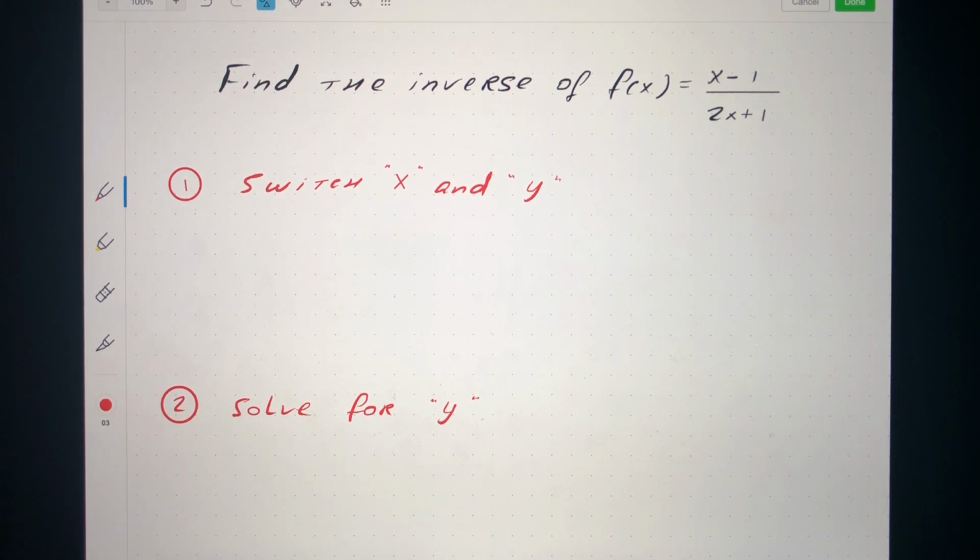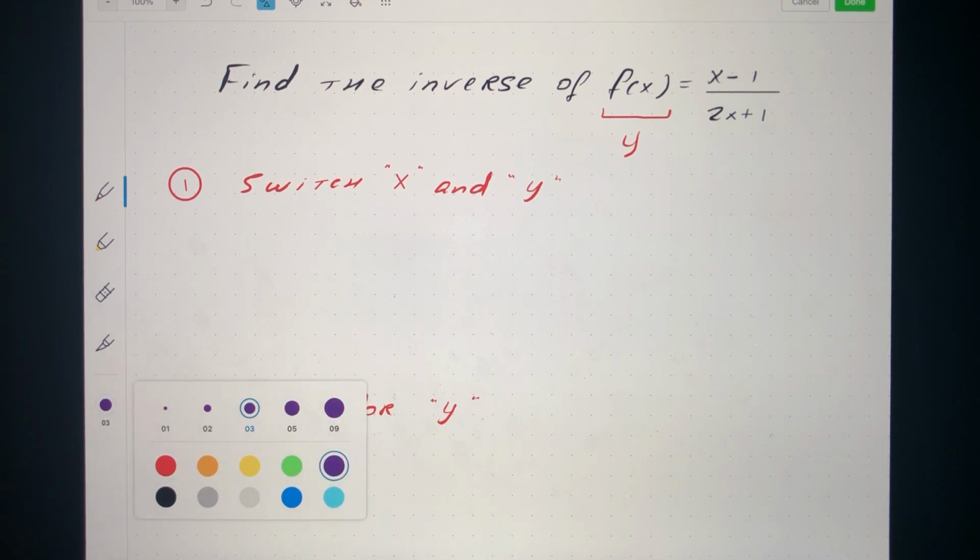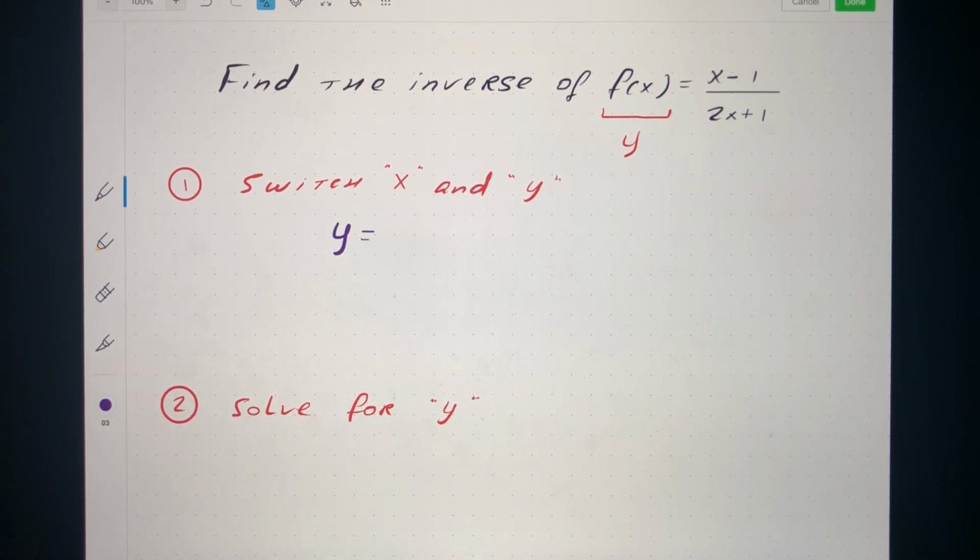Step 1, switching x and y. Well, f of x, g of x, h of x, they're just different names for the y. So originally our equation is y equals (x minus 1) divided by (2x plus 1). So step 1 would be replacing all the x's with the y's. And we get x is (y minus 1) divided by (2y plus 1). That's the end of step 1.